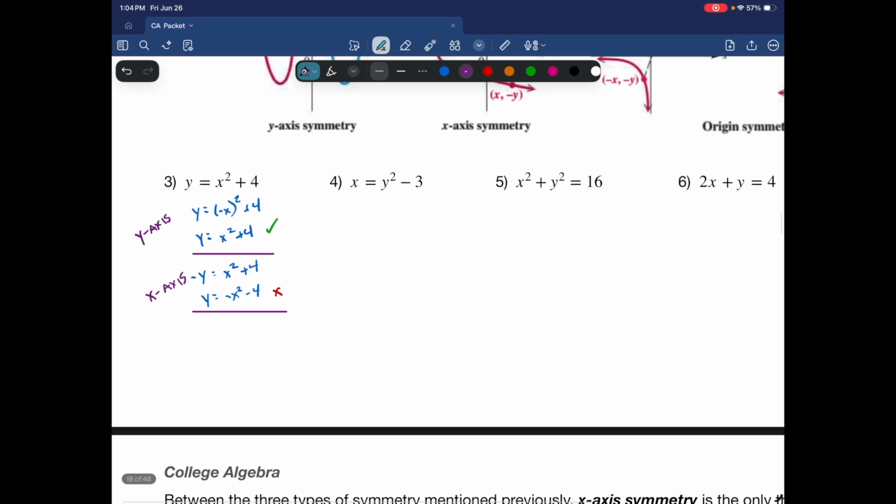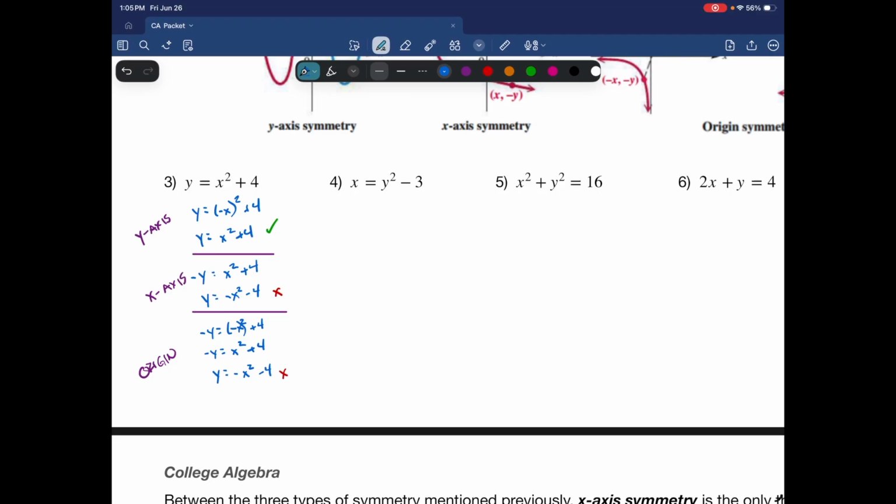All right, what about origin symmetry? Well, in that situation, I'm going to plug in a negative y and a negative x and see what I get. All right, well, I get negative y equals x squared plus 4. Y equals negative x squared minus 4. So once again, this does not give me my original back. So for this first one, number 3, the only symmetry it has is y-axis symmetry.